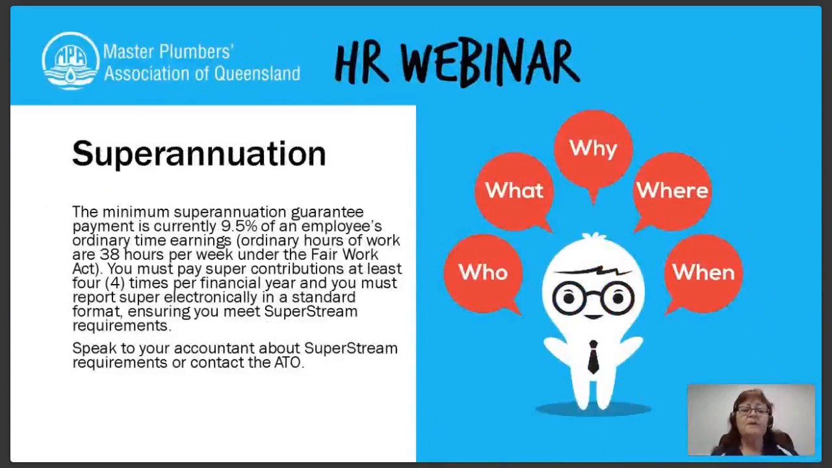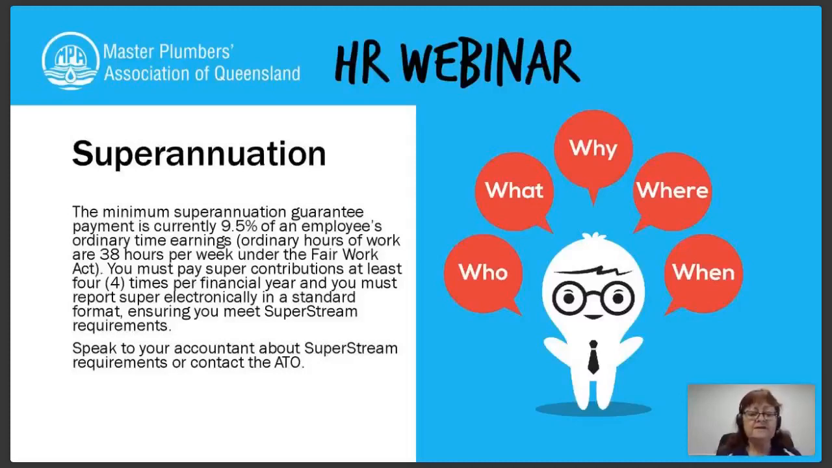Superannuation. So the minimum superannuation guarantee payment is currently 9.5% of an employee's ordinary time earnings. So ordinary hours of work under the Fair Work Act are 38 hours a week. You only pay superannuation, the 9.5%, on the gross figure for the employee's 38 hours per week. If they do overtime, you don't actually pay superannuation on the overtime.